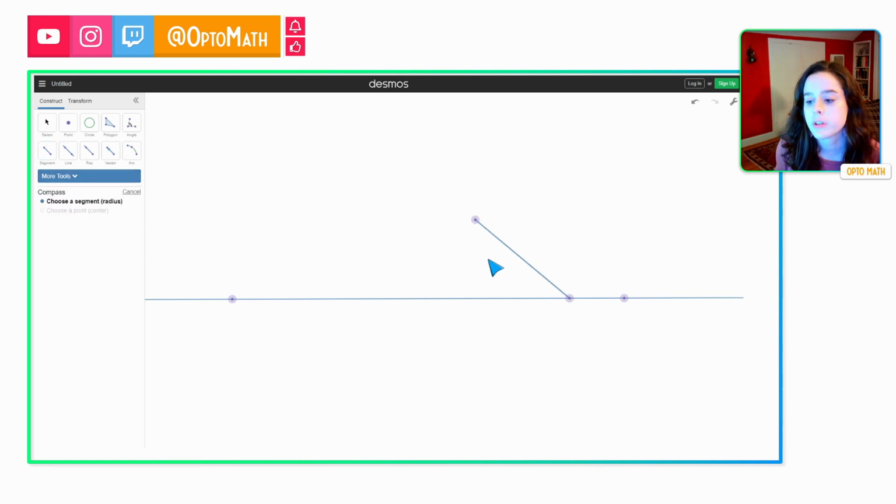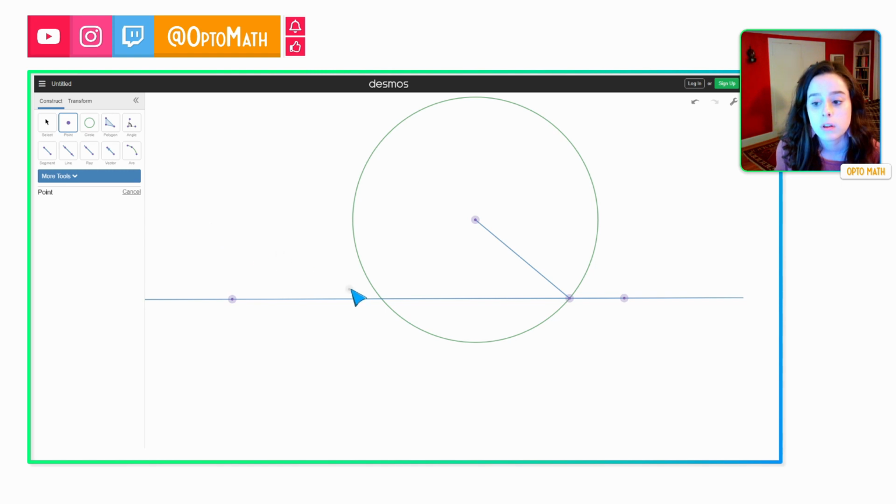So we can make our compass tool work by clicking on that segment, and we want to make that point that we're trying to go through our center. Notice we have two intersections. The circle intersects that line twice, and one of them we already had, and here's the other one. Both of these distances are a radius of this circle, which means they're both equidistant from this point, because remember, radii are always equal to each other. So we're halfway there.